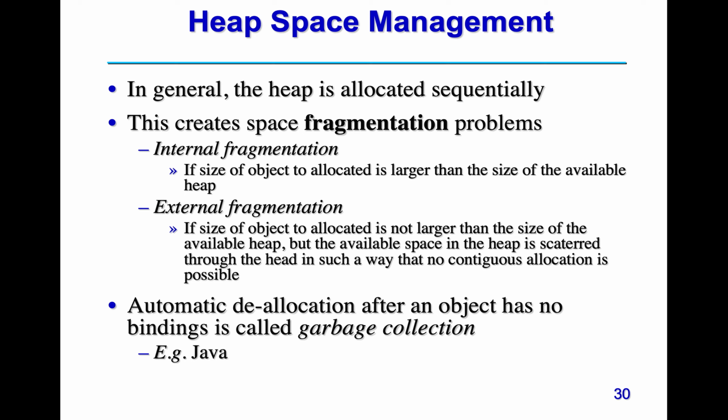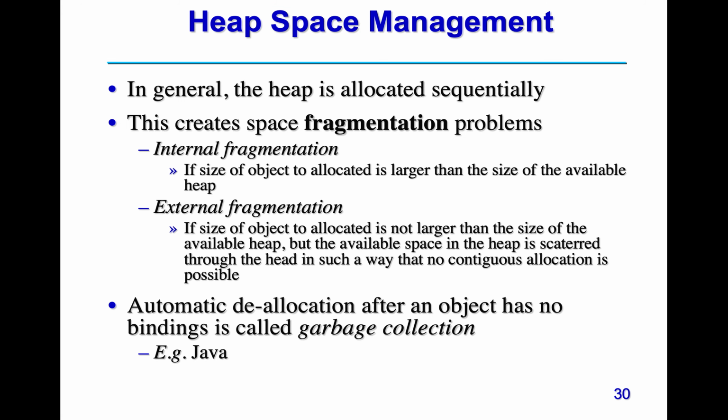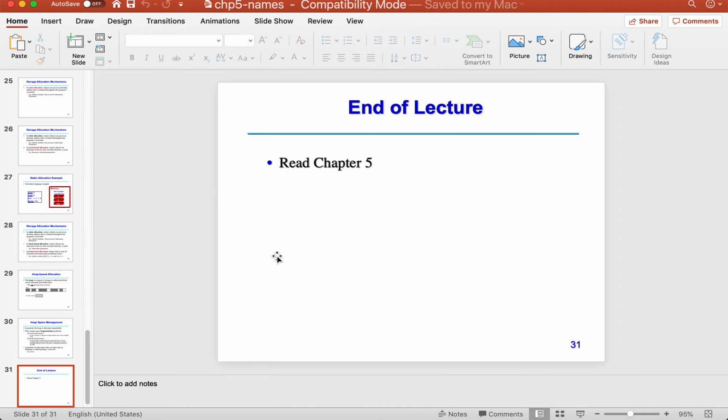So automatic deallocation after an object has no bindings anymore is called garbage collection. This is what Java is doing. Java is checking for internal and external fragmentation and is removing the issues of the fragmentation. So, all right. Don't worry about fragmentation and don't worry about garbage collection either, because that's actually not part of what you need to know for the class.